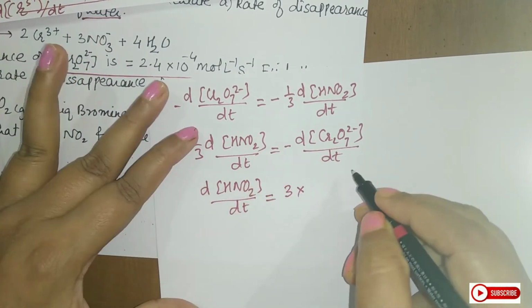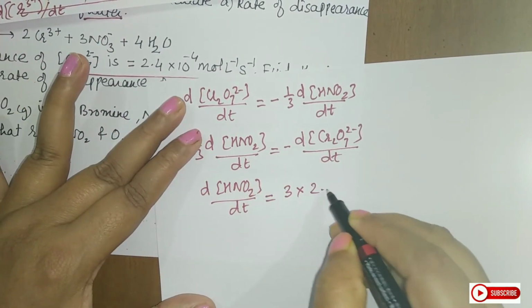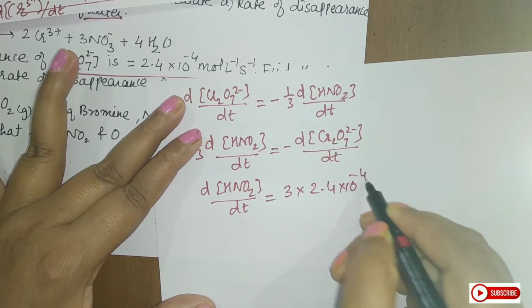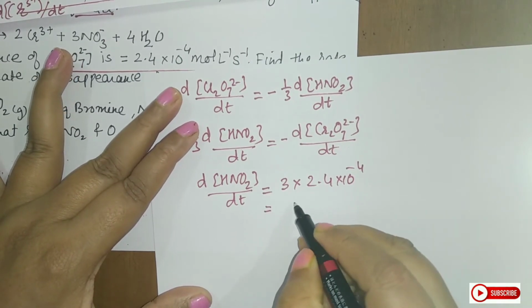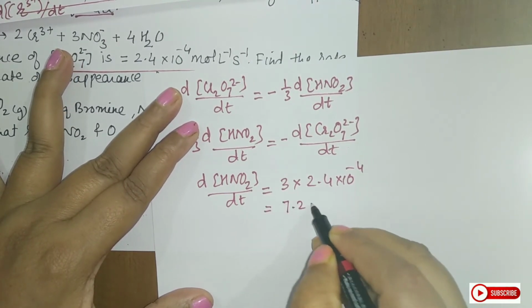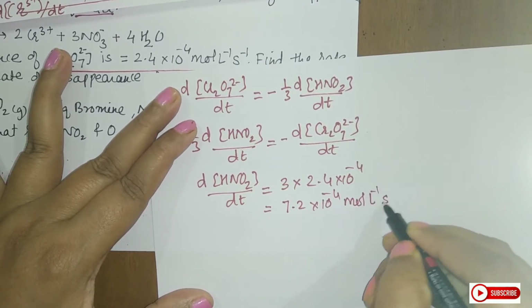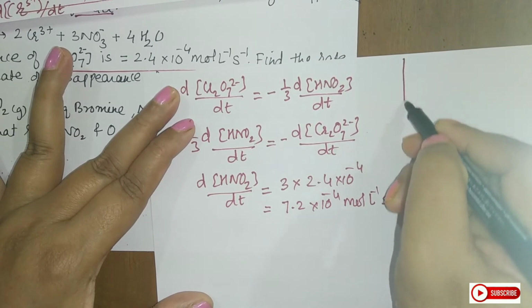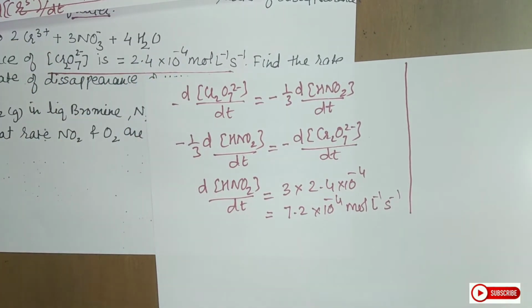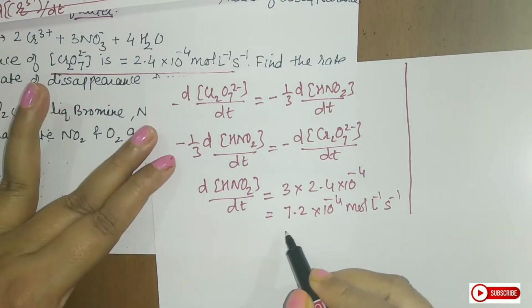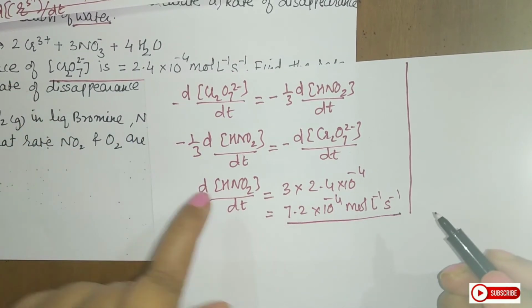So I will get d of HNO2 by dt is equal to 1 upon 3, it will become 3 into the concentration of this which is given in the problem, and that is 2.4 into 10 raised to minus 4. So that will be equal to 7.2 into 10 raised to minus 4 mole liter inverse second inverse. Very easy calculation, students. So this is what the answer is. This is the concentration of the nitrous acid here.